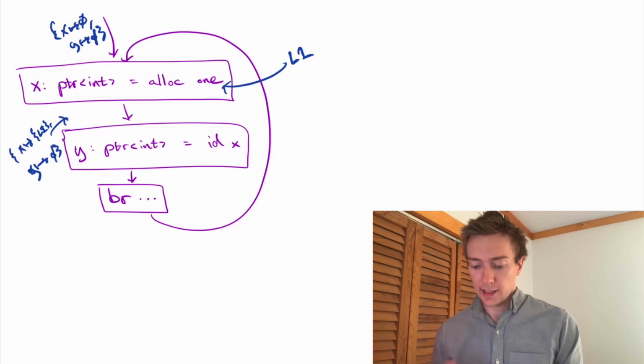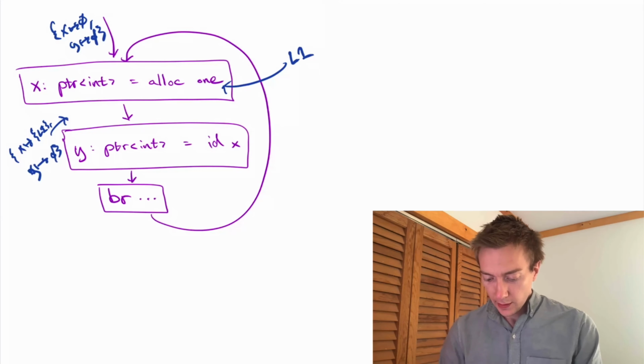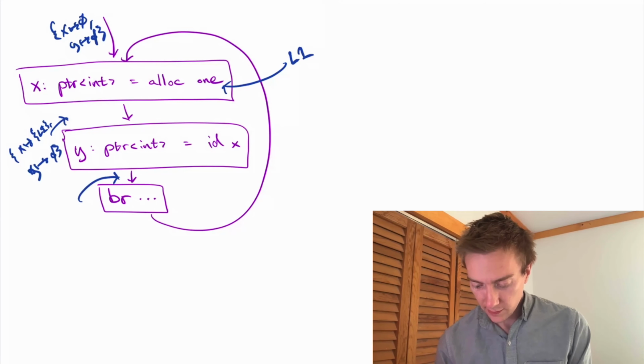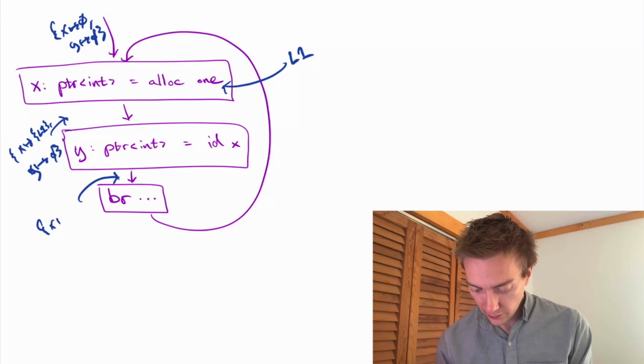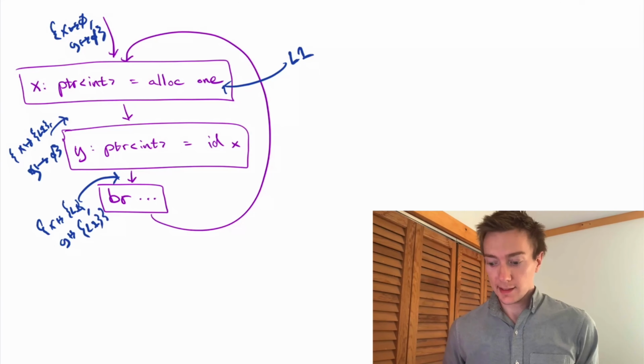So x can only contain values from that location. After this, we'll have done our transfer that deals with copies with IDs, and now both x and y will map to the same location L1, to the set containing just one location L1. The next step is to analyze this block that just has a branch in it.